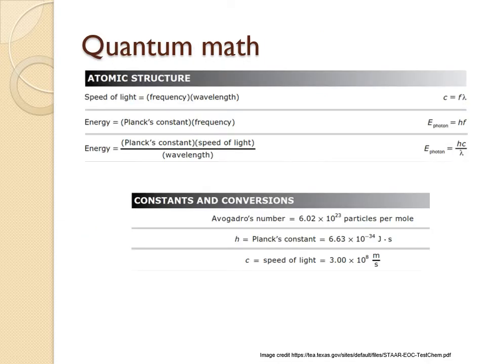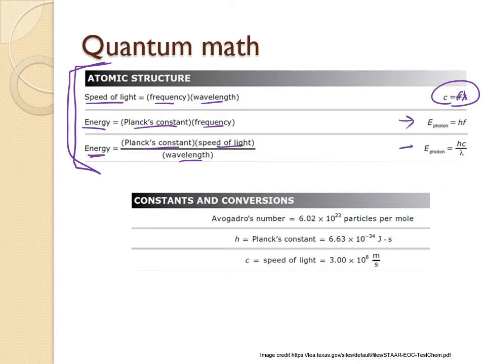So we have these formulae on our periodic tables to help us calculate frequency, wavelength, and energy. So all these guys in atomic structure: the speed of light is equal to frequency times wavelength. C equals frequency times wavelength. Energy can be equal to Planck's constant times frequency, or we can do Planck's constant times the speed of light divided by wavelength. Both of these are here. We're looking at the energy in a photon, those photons, those quanta of energy.